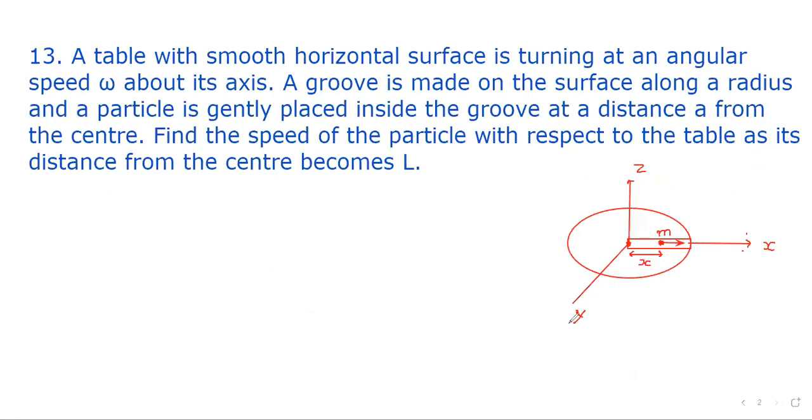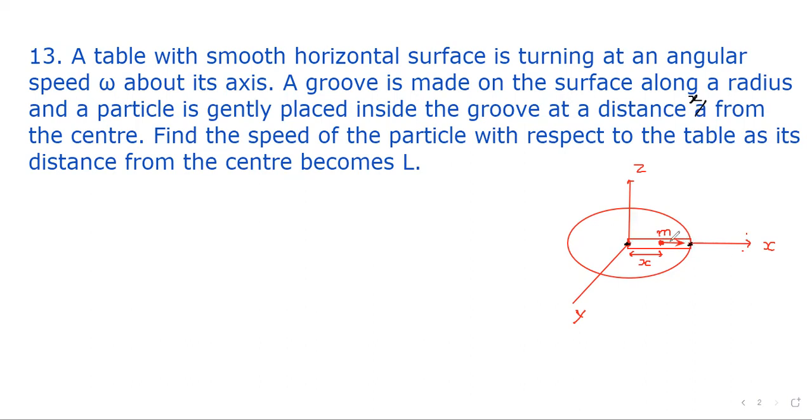Now let's take the next question. A table with a smooth horizontal surface is turning at an angular speed omega about its axis. A groove is made on the surface along a radius and a particle is gently placed inside the groove at a distance x from the center. Find the speed of the particle with respect to the table as its distance from the center changes from 0 to L, means from here to here.